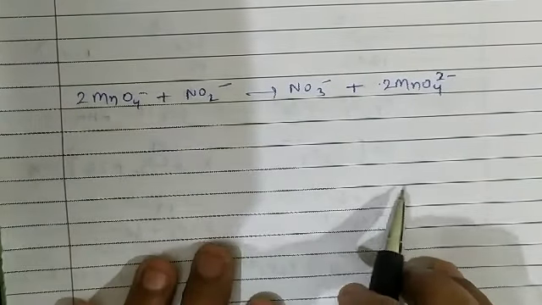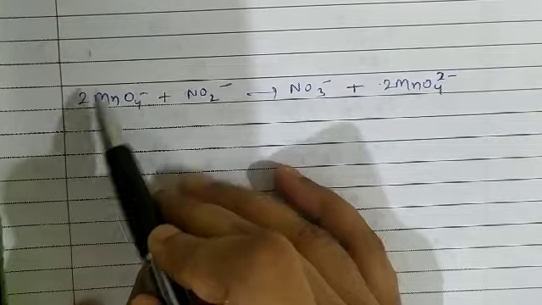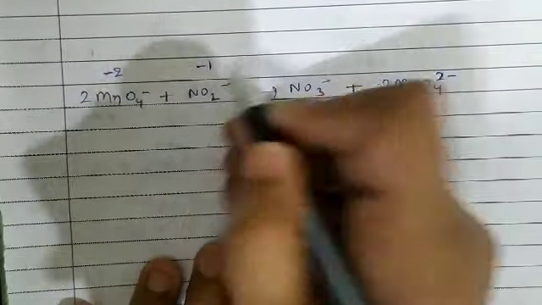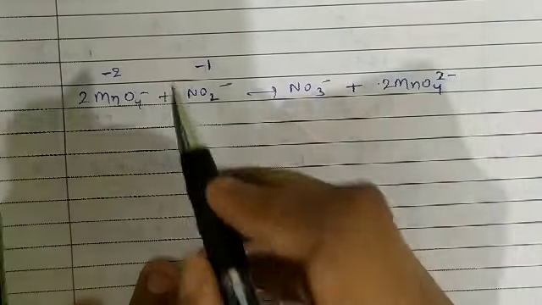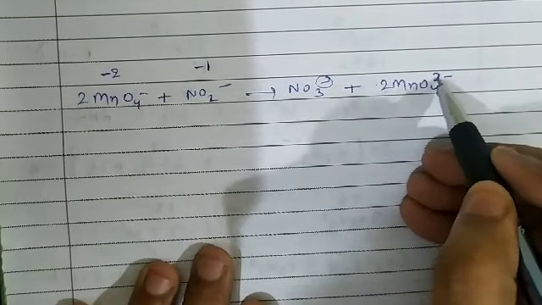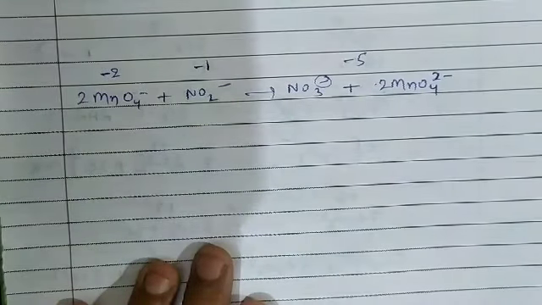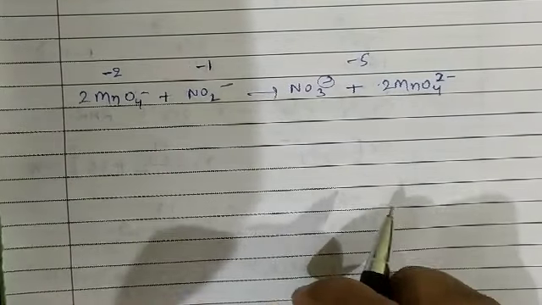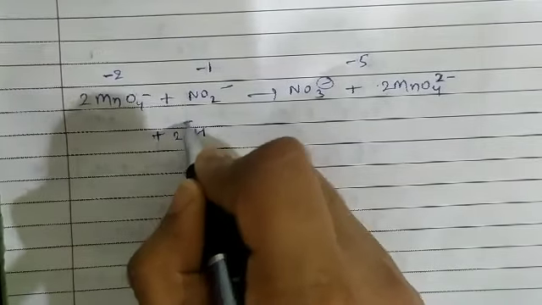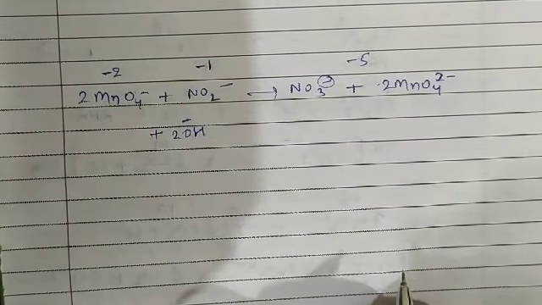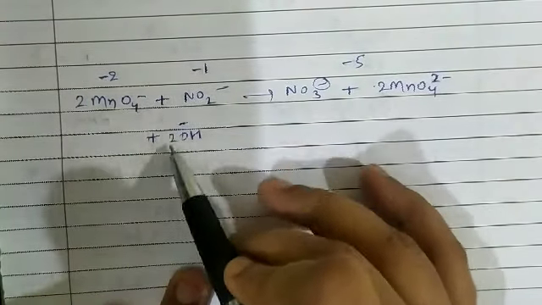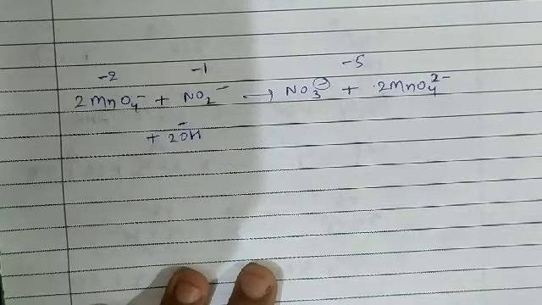Now balance the charge. The charge is -2 on the left hand side, and -1, therefore the charge on the left hand side is -3 and the charge on the right hand side is -1, 2 twos are 4, so -5 on the right hand side. So basically, to balance the charge we add 2 OH negative ions on the left hand side. So now the charge is balanced: -2, -1, -3, -5; -1, -4, -5. Charge is balanced.